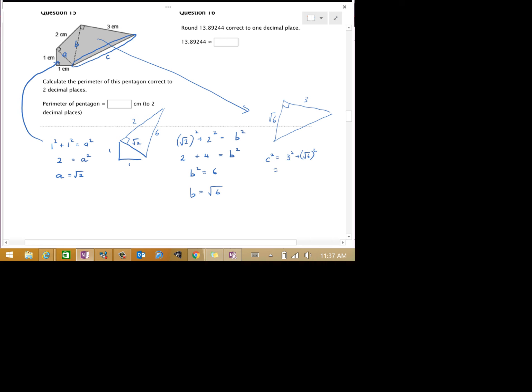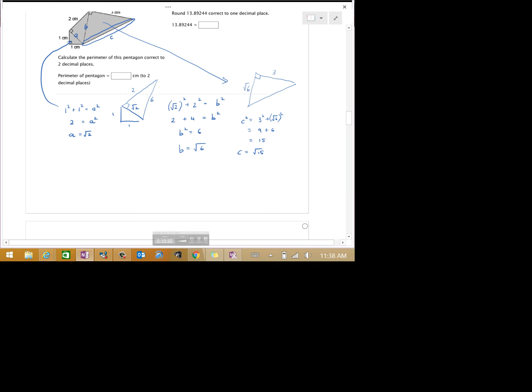Now what is root 6 squared? It's 6. And what's 3 squared? 9. Root 6 squared is 6. It's because it's rooted and squared, and so it just cancels each other out.